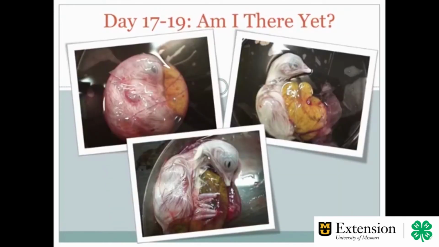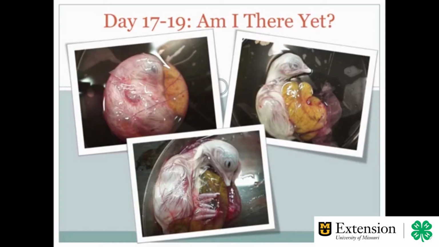On day 17, the beak turns towards that air cell. And then days 18 and 19 kind of blur together as far as what's happening, but the beak actually breaks through that inner shell membrane, and the lungs start to practice breathing using the air cell.